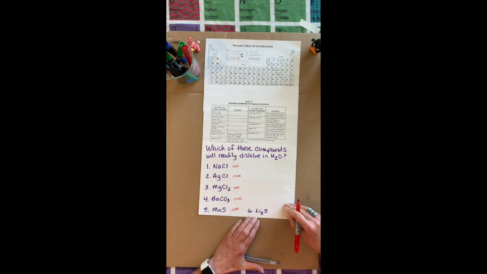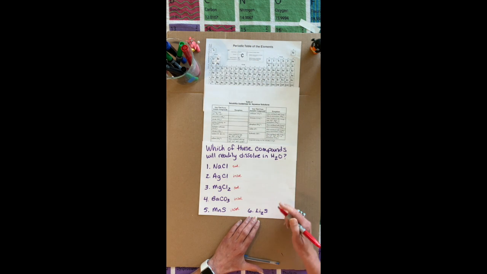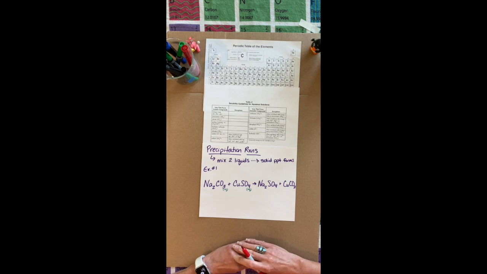Our 6th example, lithium sulfide. Sulfides are insoluble except if it's a group 1 ion or ammonium. Here's lithium, it's a group 1 ion. This is soluble.